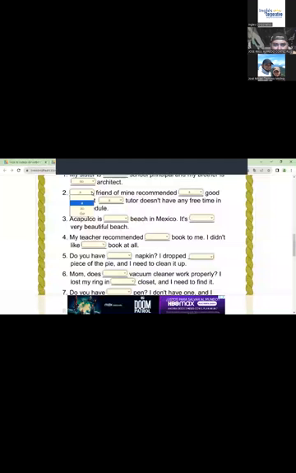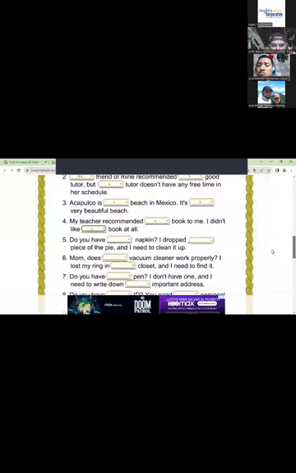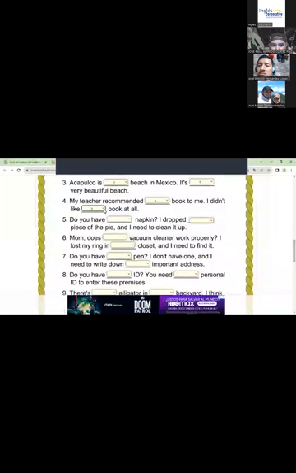Remember a good tutor, but the tutor doesn't have any free time. Aquí. Sí. Correcto. Corríjame ahí. It's a beach in Mexico. My teacher recommended también a book. Sí, ahí tiene que ser a. A book to me. Like a book. Ahí tiene que ser de. Like the book. I didn't like the book.